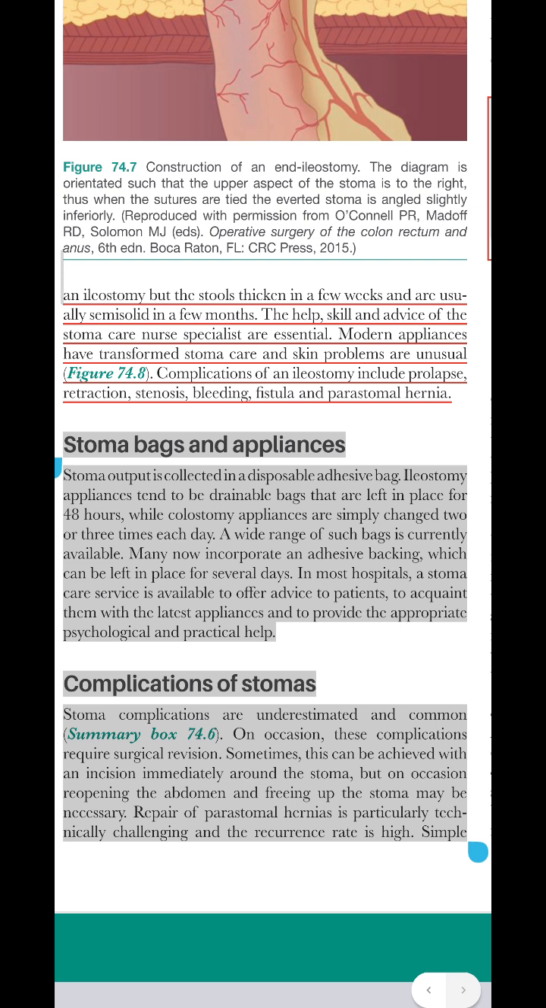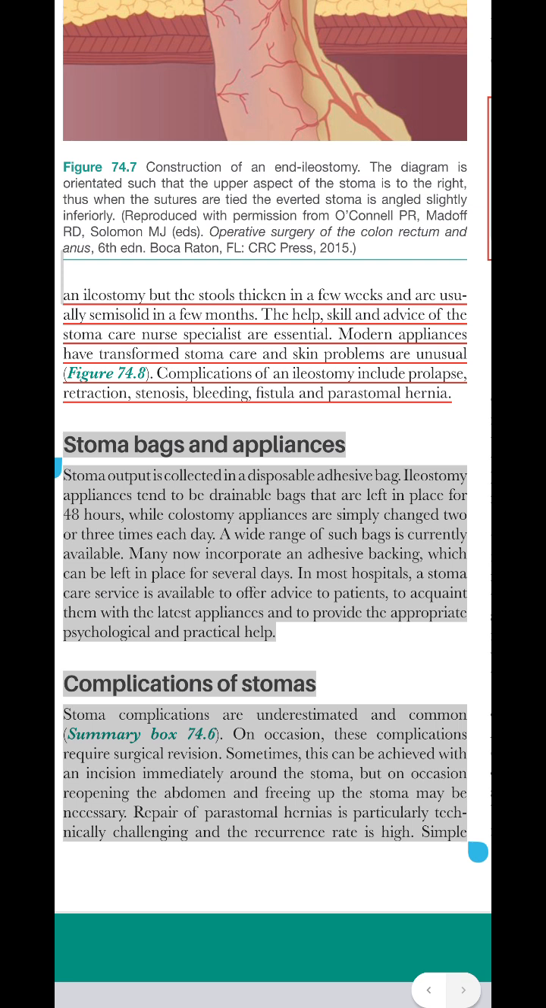Many now incorporate an adhesive backing, which can be left in place for several days. In most hospitals, a stoma care service is available to offer advice to patients, to acquaint them with the latest appliances and to provide the appropriate psychological and practical help. Complications of stomas. Stoma complications are underestimated and common. Summary box 74.6. On occasion, these complications require surgical revision.